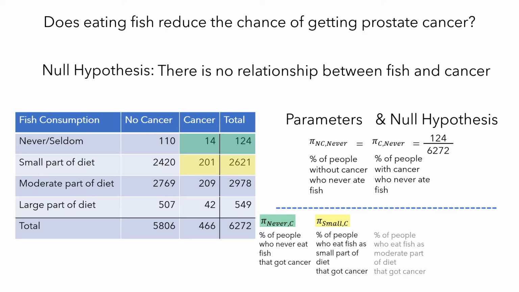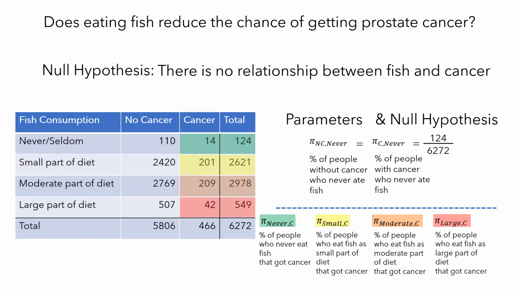And the percent of people who eat fish as a moderate part of their diet and got cancer, or pi sub moderate comma c. And the percent of people who eat fish as a large part of their diet that got cancer. And if the null hypothesis is true and the diet has no effect on cancer, then these should all be equal to each other, and they should all equal the overall percentage of people who got cancer.